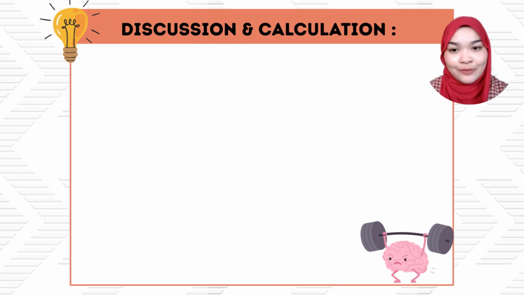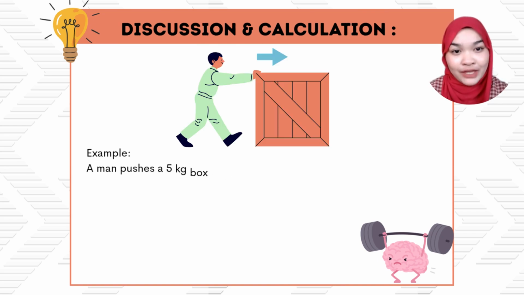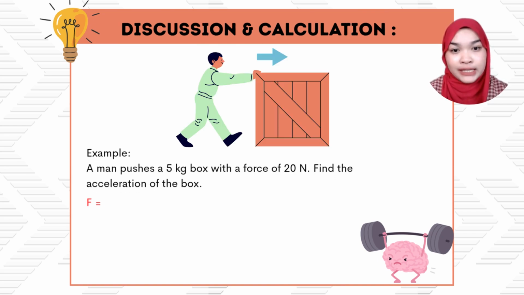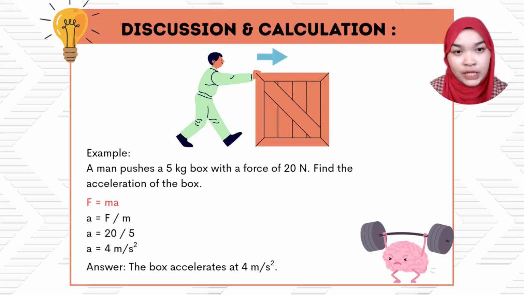The example question is: a man pushes a 5 kg box with a force of 20 N. Find the acceleration of the box. From the question, we know that force is equal to 20 Newton and mass is equal to 5 kg. So, we use the formula F = ma, so a = F/m. So, a = 20/5. So, we get a = 4 m/s². The answer for this question is the box accelerates at 4 m/s².